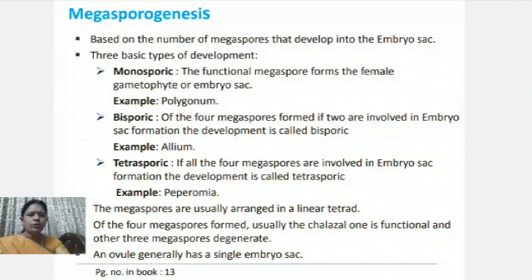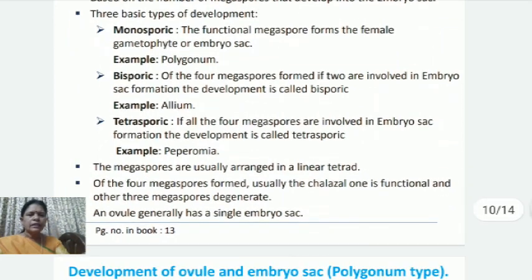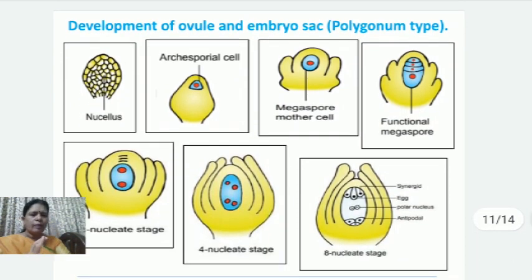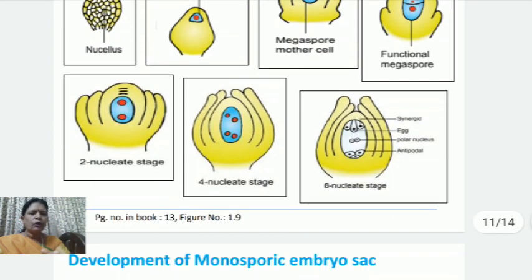The megaspores are usually arranged in a linear tetrad. Of the 4 megaspores formed, usually the chalazal one is functional, and the other 3 megaspores may degenerate. An ovule generally has a single embryo sac, that is the Polygonum type. In this diagram, you can see the development of the embryo sac. At first, the nucellus will be present and one cell will become an archisporial cell, which divides to produce the outer parietal cell and inner sporogenous cell. And in the middle you can see nuclear division and 4 nuclei will be formed, and finally in the Polygonum type you can see an 8 nucleate but 7 celled embryo sac will be formed.